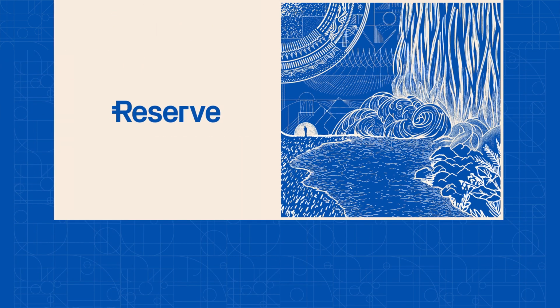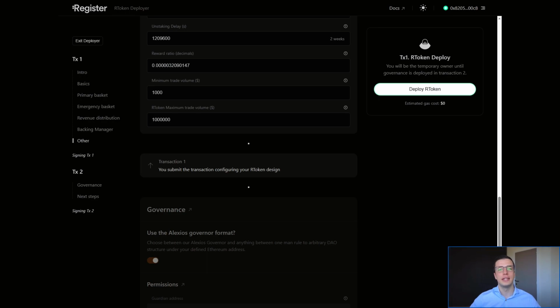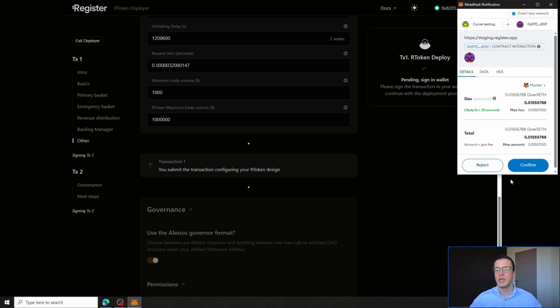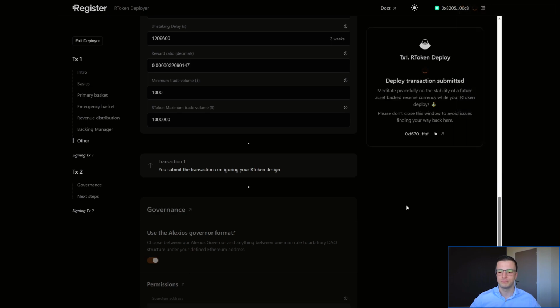Okay, thanks. Once your parameters have been set up correctly, now you can go ahead and deploy the RToken with the Deploy RToken button right here. This is the first transaction that we'll have to sign. Your wallet will ask you to sign this transaction, and it will take a while to confirm the transaction, but once it is, now we can go ahead with deploying governance. Now that the RToken has been deployed, now it's time to deploy the governance contract.